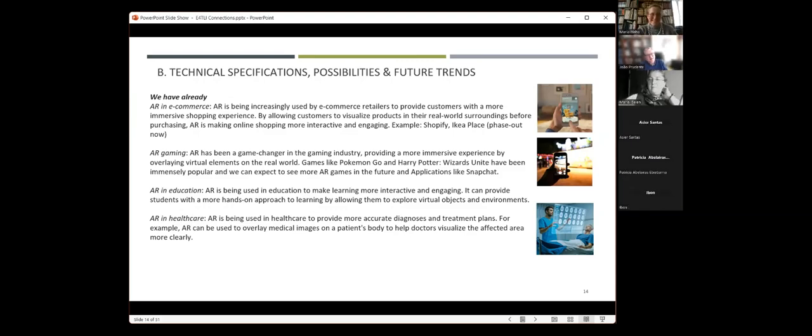IKEA Place was phased out, but they are implementing the tools on the internet. I would say it is more virtual now than real, because it gives you the opportunity to design a kitchen. It's very easy. I managed to design a kitchen. They don't have the tools for showing the kitchen in place, so it's really VR.